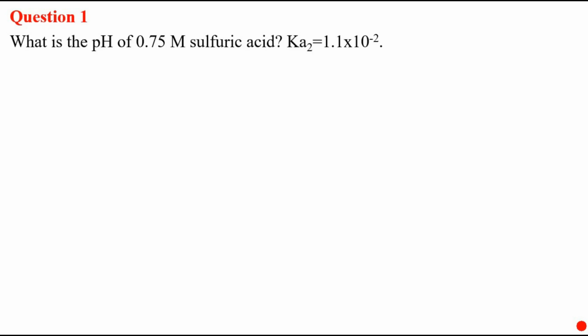Question number 1 asks: what is the pH of 0.75 molar sulfuric acid? The second dissociation constant was given. That means the first dissociation constant was not given because sulfuric acid is a strong acid, which is fully dissociated in the solution.